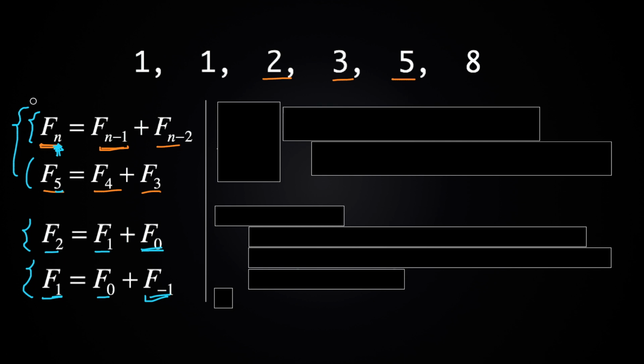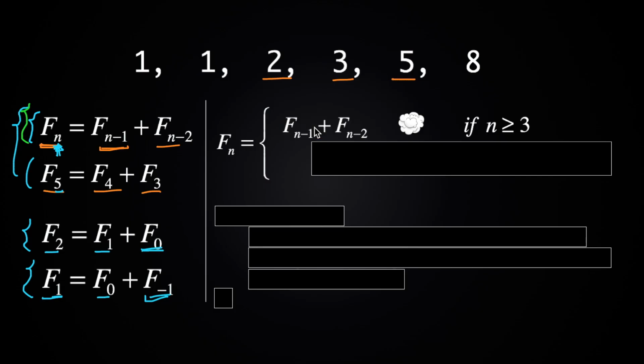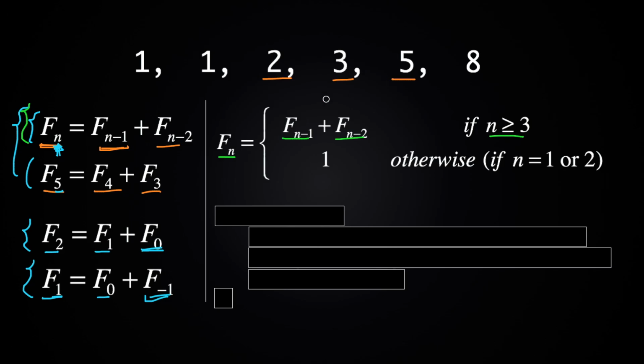And to fix this equation, we need to actually rewrite it as 2 parts. The first part is going to be just like we saw, fn equals fn minus 1 plus fn minus 2 if n is greater than or equal to 3. And then the second part will be fn is equal to 1 otherwise. And that's when n is equal to 1 or 2. Now, to solve the problem we saw earlier of writing a function called fib, we just need to translate this formal definition into code. Let's see how we can do that.